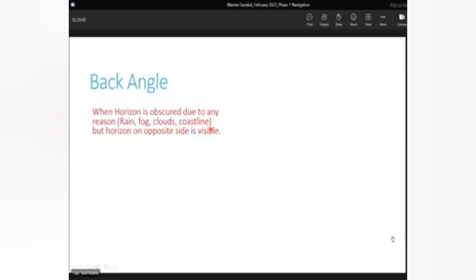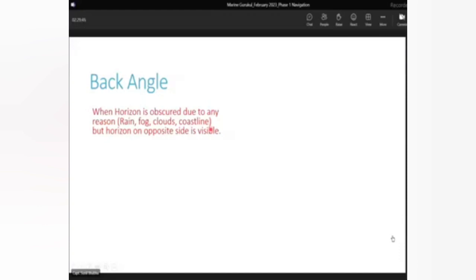Now let us say the sun rose and at about 9 o'clock, 10 o'clock you went on the bridge and you wanted to take a sight. But you will have the coastline and the horizon will not be visible to you. Now this is where the back angle technique can help you. Instead of using the horizon in the direction of where the body is, we can use the horizon opposite to it and obtain the altitude of the body.